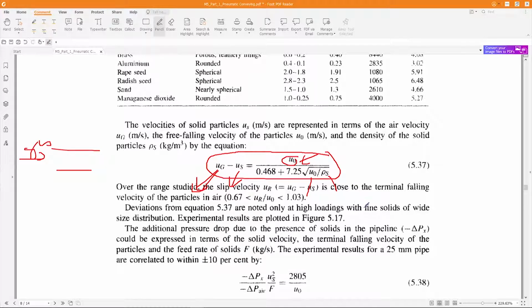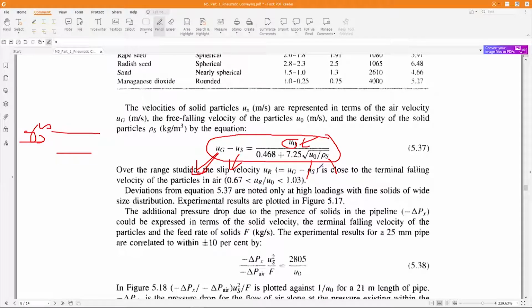Also, what is slip velocity? Slip velocity is nothing but a kind of relative velocity, UR. It is the difference between the gas velocity and the solid velocity, UG minus US.